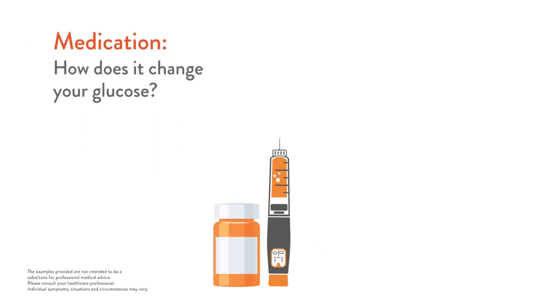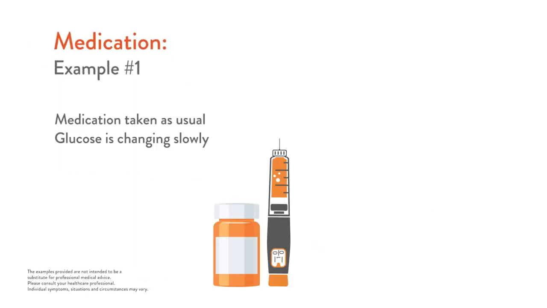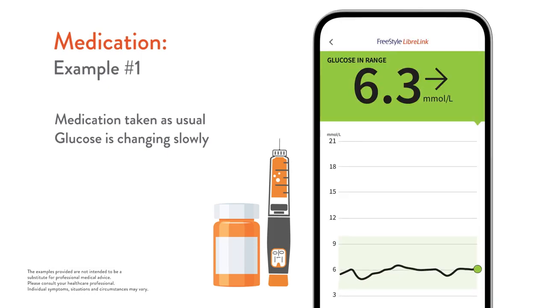Medication can also change your glucose. For example, you take your medication in the morning. Here's what your scan could look like. Note that your glucose is in range.